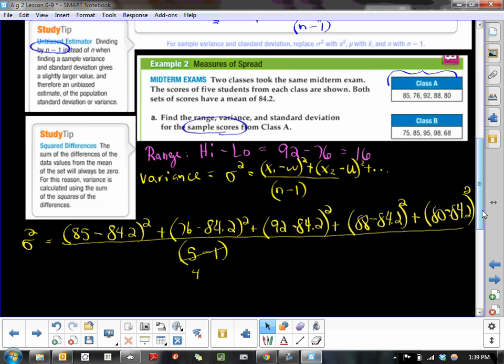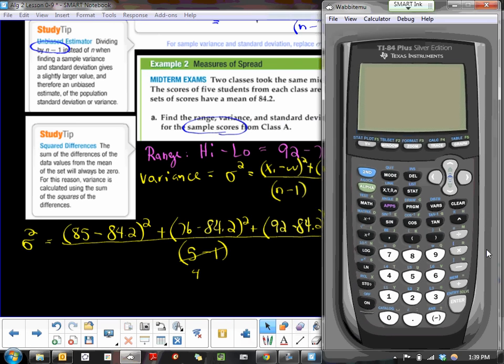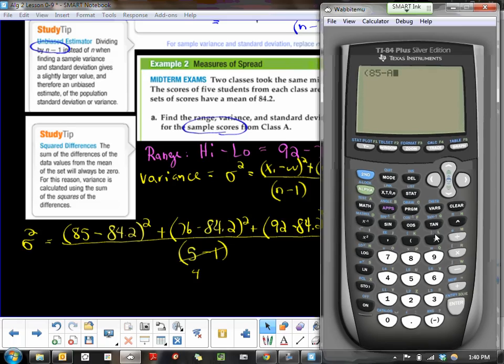Now we've got to do some calculations here. In order to do calculations, we're going to utilize a calculator. Since we've got to use 84.2 over and over again, I'm going to store that value in a variable. So I'm going to put in 84.2 and store it in alpha A. Now if I hit alpha A, it's a variable that stores that average of 84.2. So now I'm going to go along with the calculations. I'm going to go parenthesis, I want an 85, I want to subtract the average, which is alpha A, and we want to square that value.